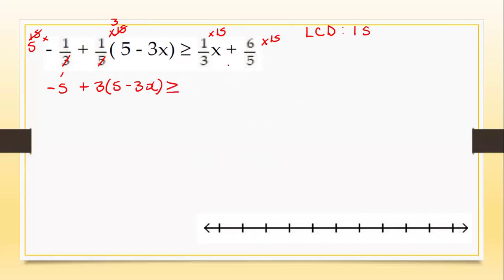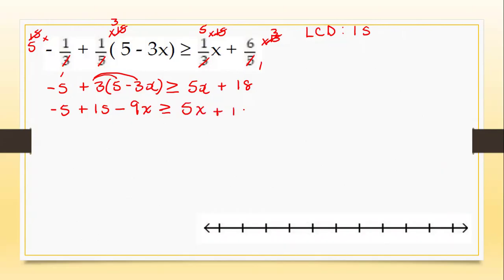which is greater than or equal to: 3 goes into 15, 5 times. 5 times x is 5x. 5 goes into 15, 3 times. 6 times 3 is 18. Bringing down the negative 5, expanding the brackets, we have positive 3 times 5, positive 15, positive 5 times negative 3, giving us negative 9x, which is greater than or equal to 5x plus 18.